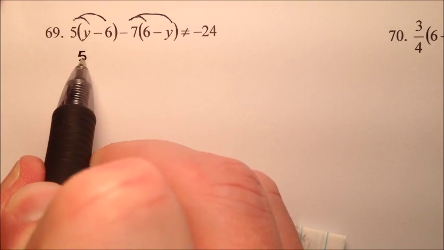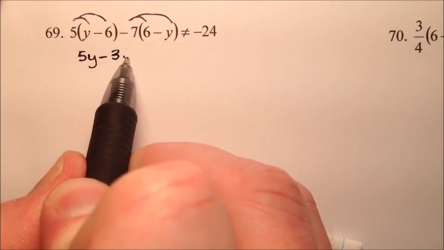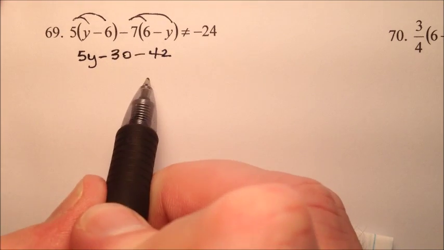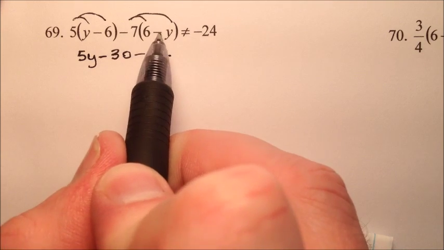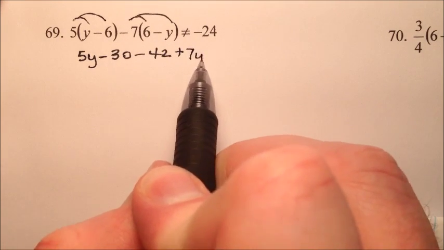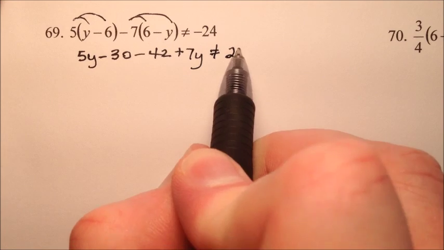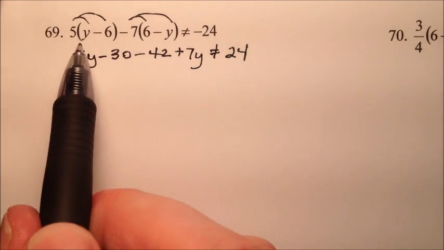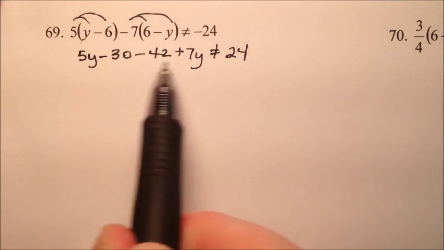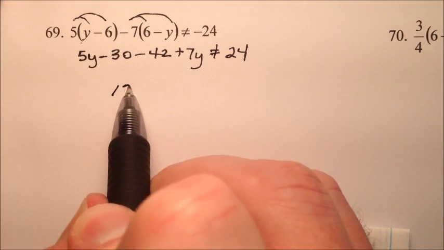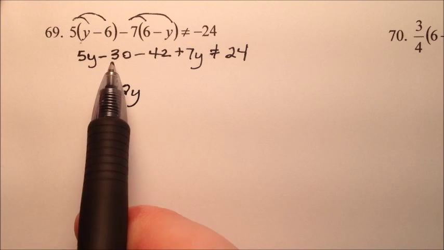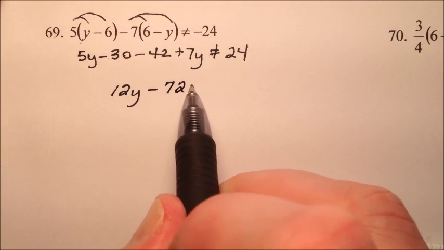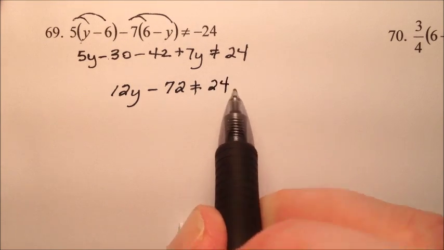So when we do this, we'll get a 5y minus 30, and then a negative 42, because of negative 7 times 6. And then be careful, it's a negative 7 times a negative y, so it'll be plus 7y is not equal to 24. Let's go ahead and combine like terms. So on this left side, we've got a 5y and a 7y, so 5 and 7 will make 12y. Then we have a negative 30 and a negative 42 will make negative 72, and that is not equal to 24.